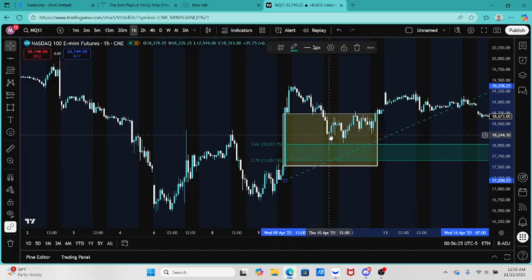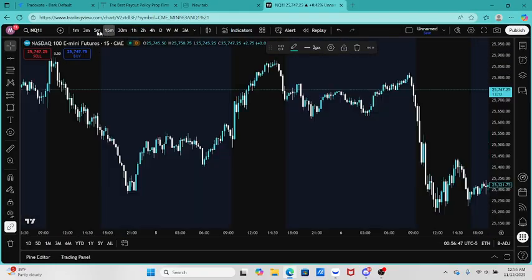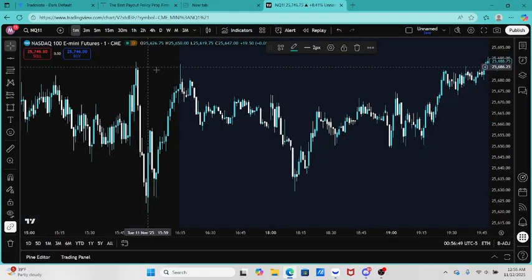And then once you get that narrowed down, you could even drop down into a lower time frame and narrow it down even more. So what that does is it brings down your risk so much. But yeah, that's pretty much that.